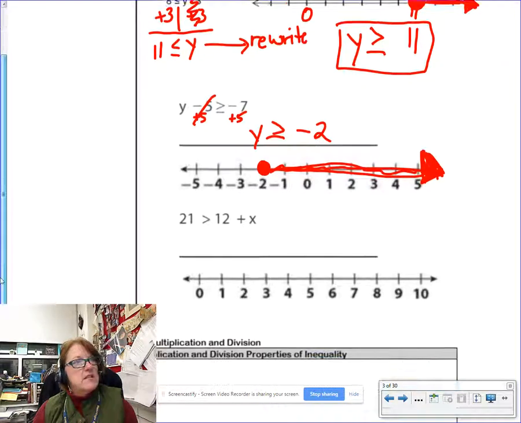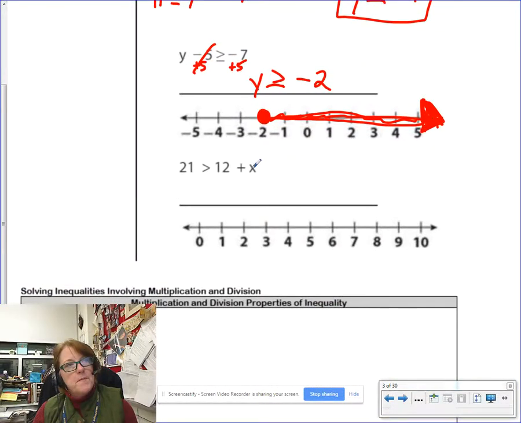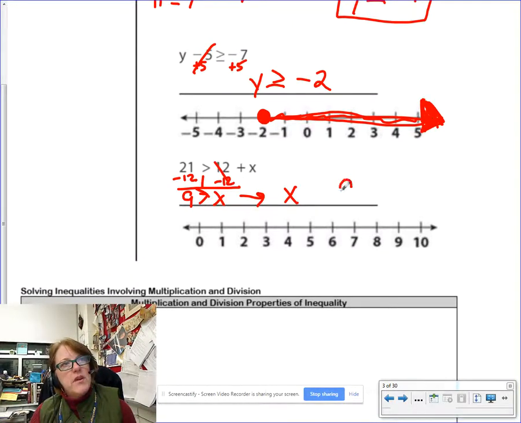And last but not least, this one. Here's my variable. I am adding a positive 12, so I'm going to subtract 12 from each side. That goes away. I get 9 greater than x. I don't like this, so rewrite it. I like my variable on the left. Put x here, put 9 here. The pointy end was pointing to x. 9 greater than x is the same as x is less than 9. Pointy end to the x.